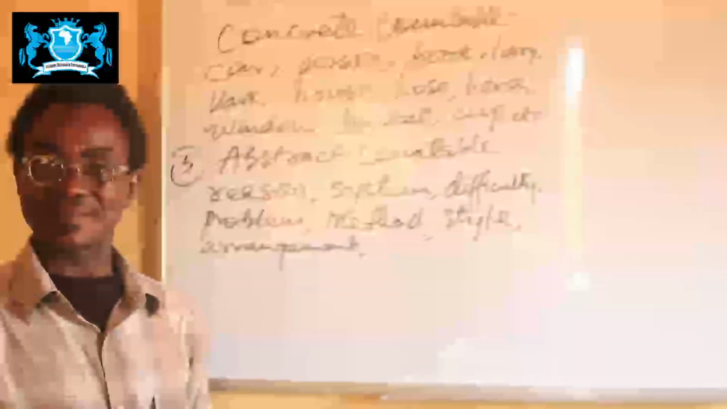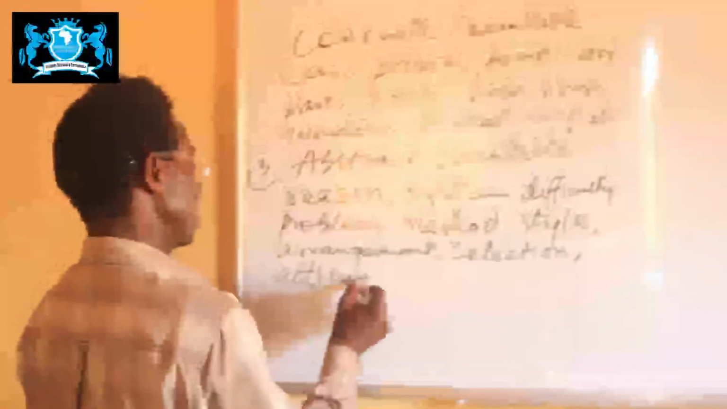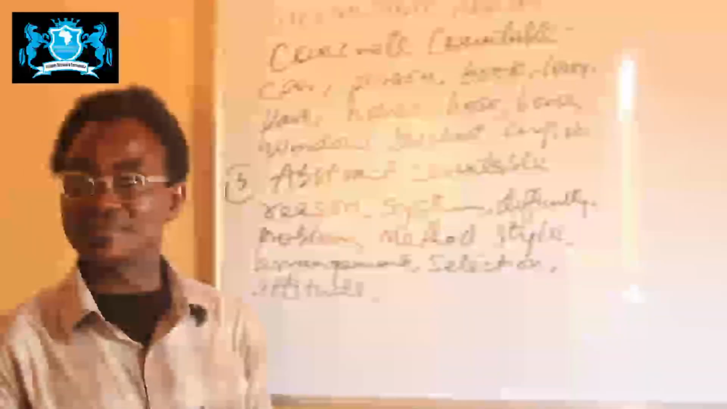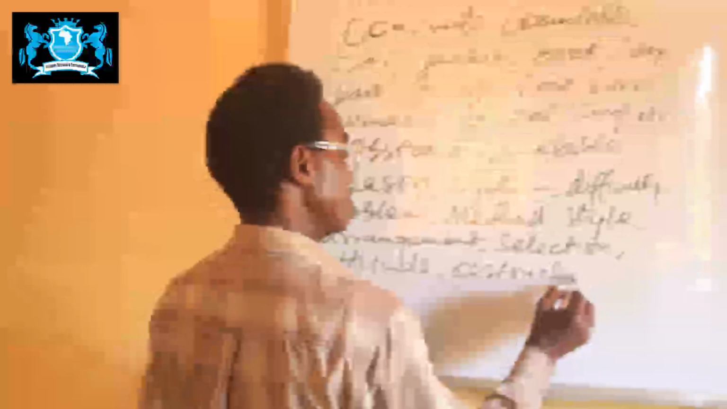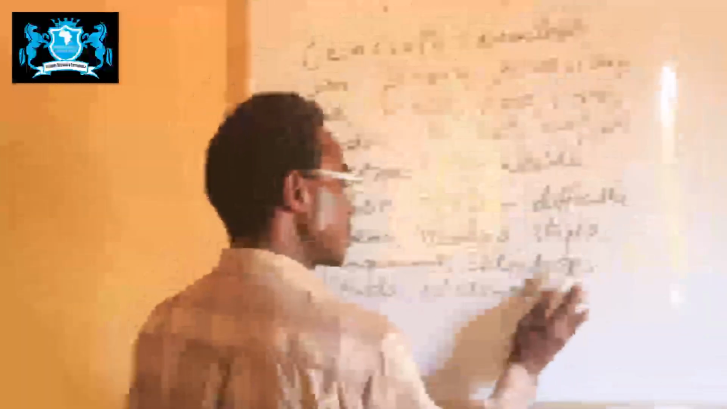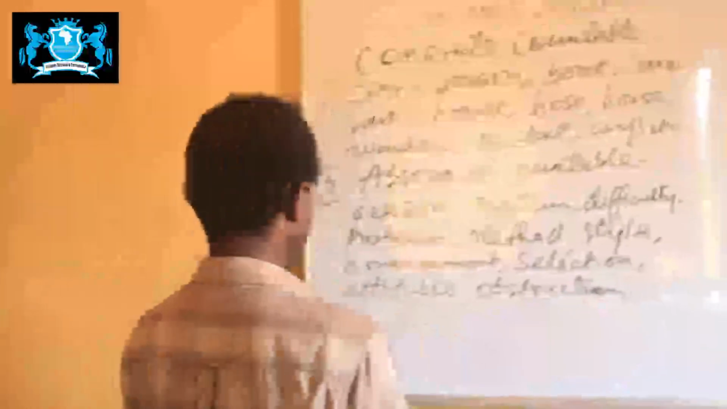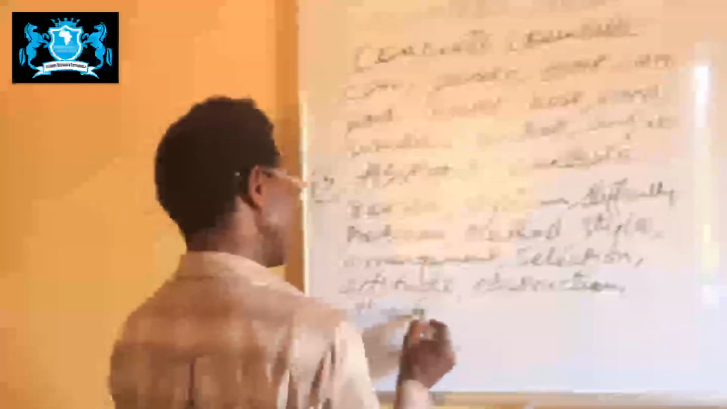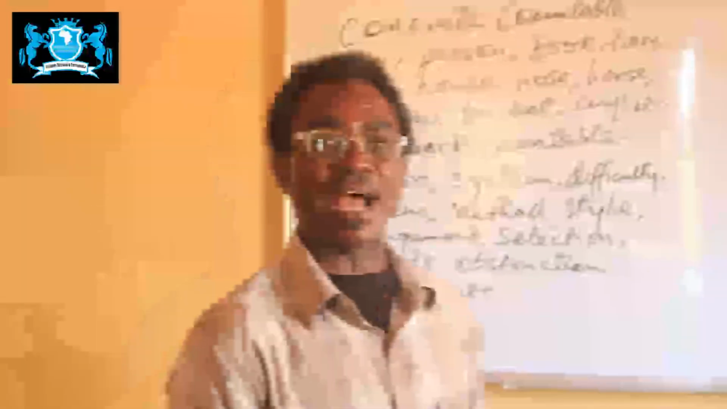Arrangement. Selection. Attitude. Obstruction. Attraction, among others. Each of these is an abstract noun.